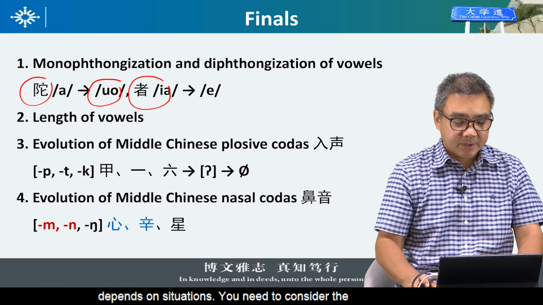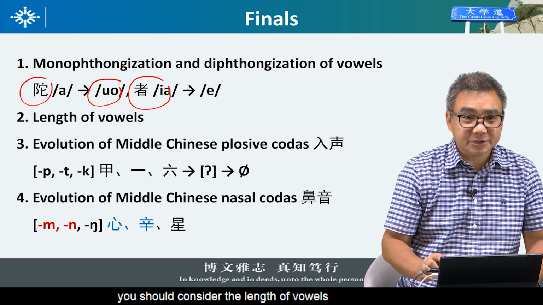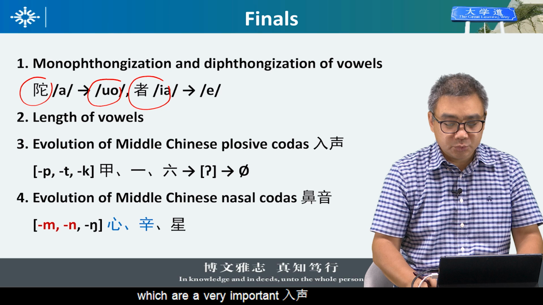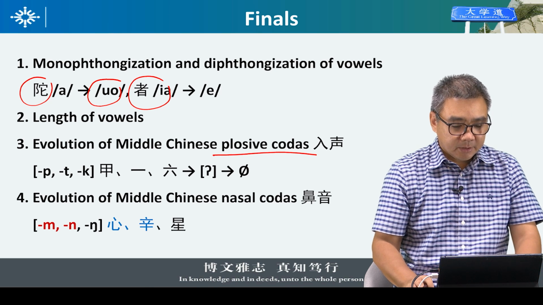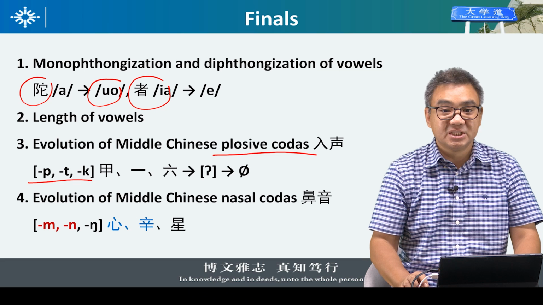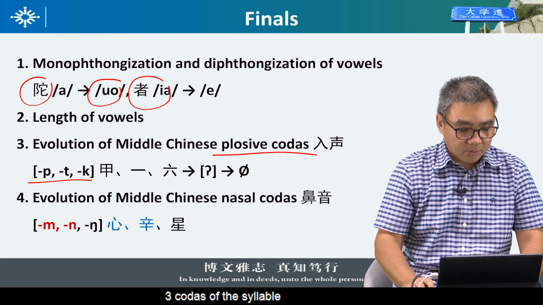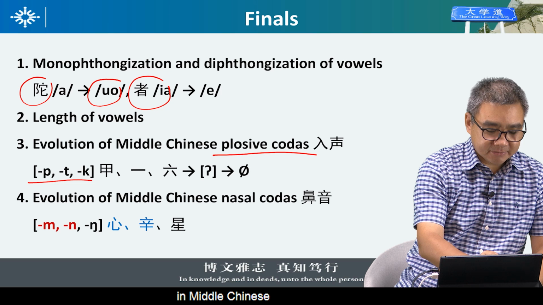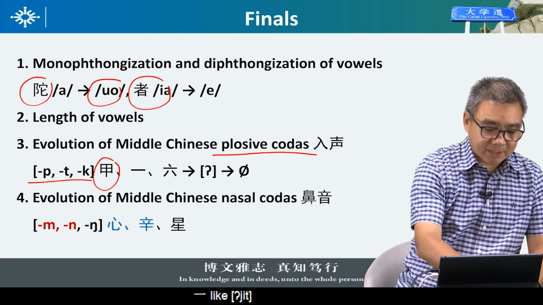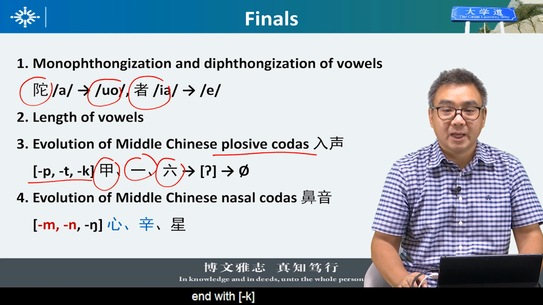And you need to consider the contemporary pronunciation of different dialects. And also, you should consider the length of vowels and the evolution of Middle Chinese plosive codas, which is very important, the so-called 入声 plosive coda. For example, there are 3 kinds of plosive coda in Middle Chinese. I'll give you some examples. For example, in Middle Chinese, 甲 should be pronounced as gap, gap. 乙 like yit, yit, ends with a t, and 六 like luk, luk, ends with a k.